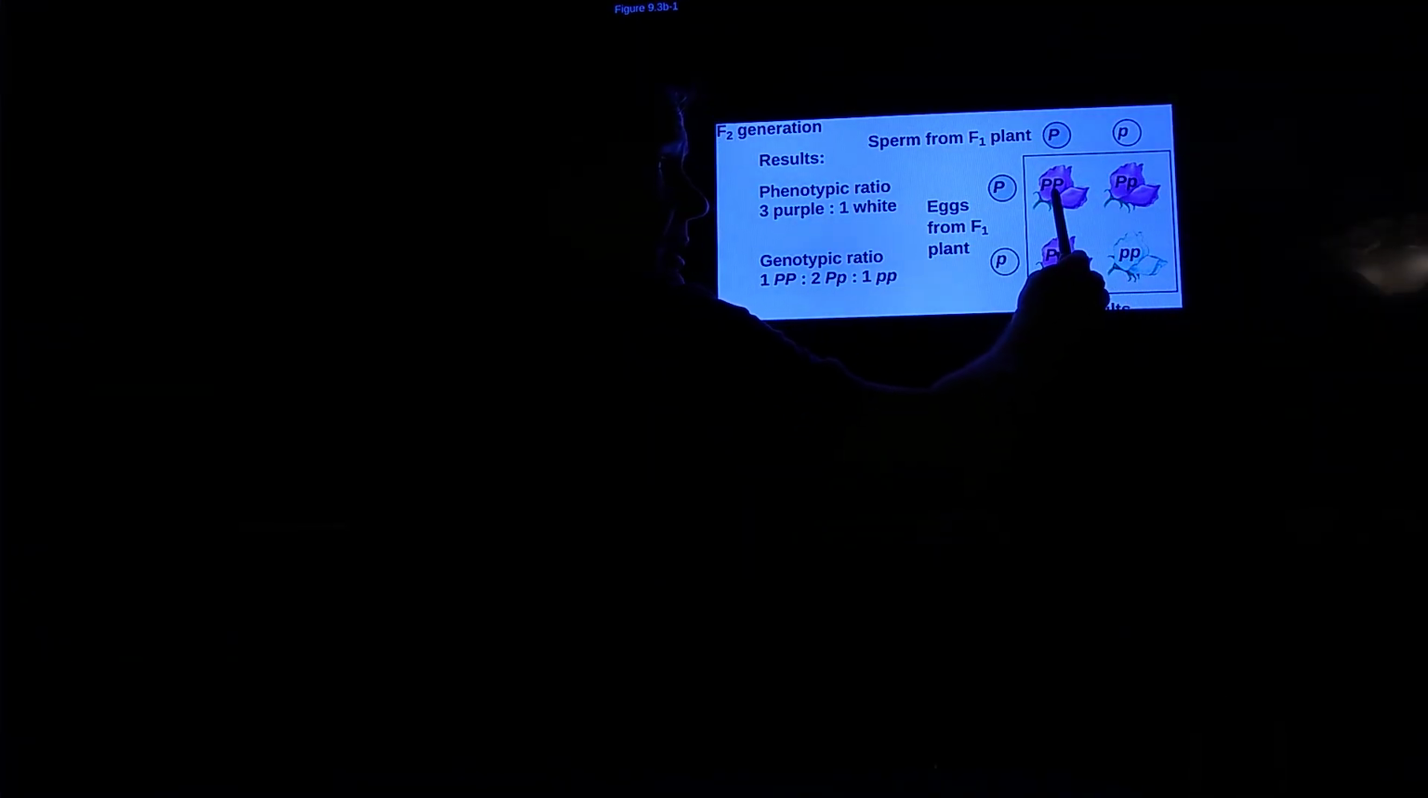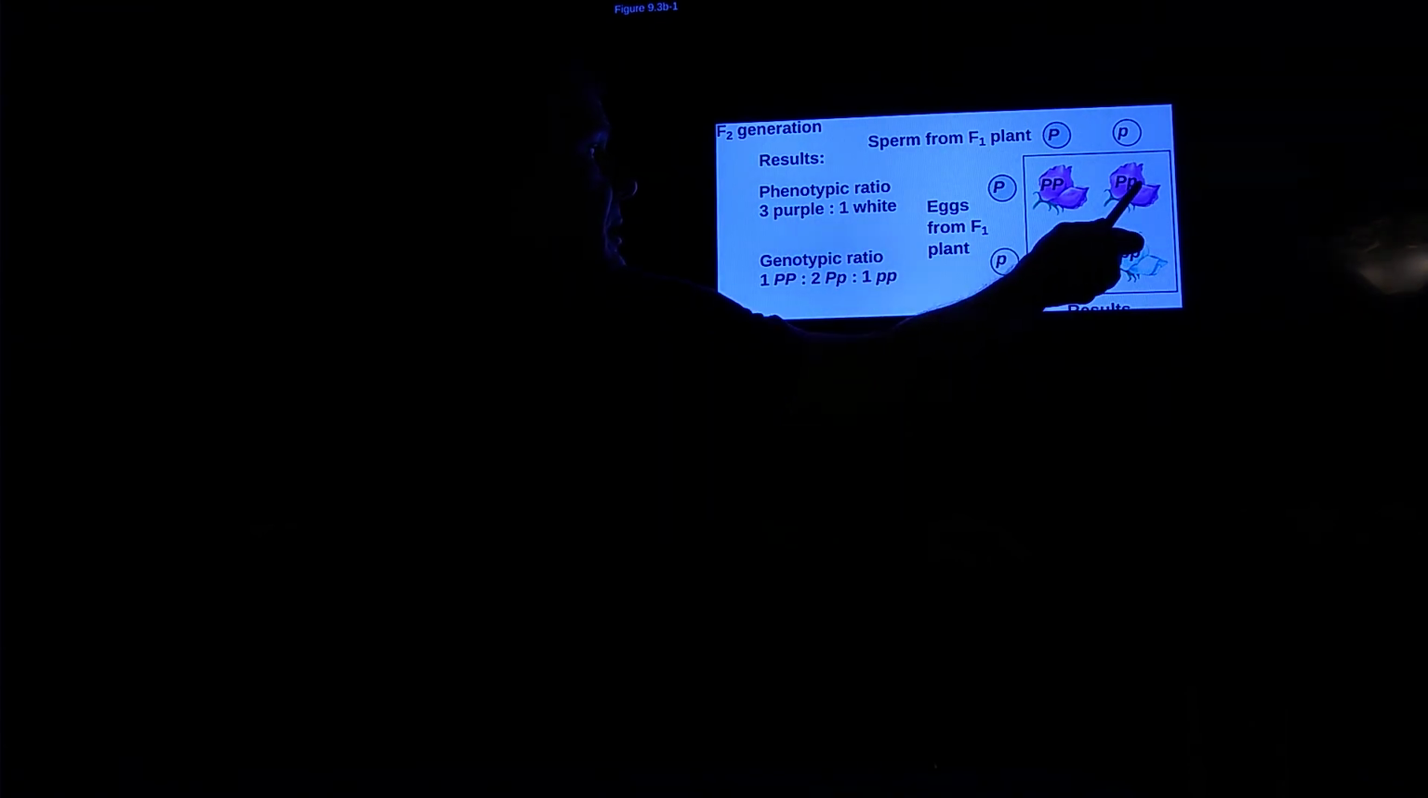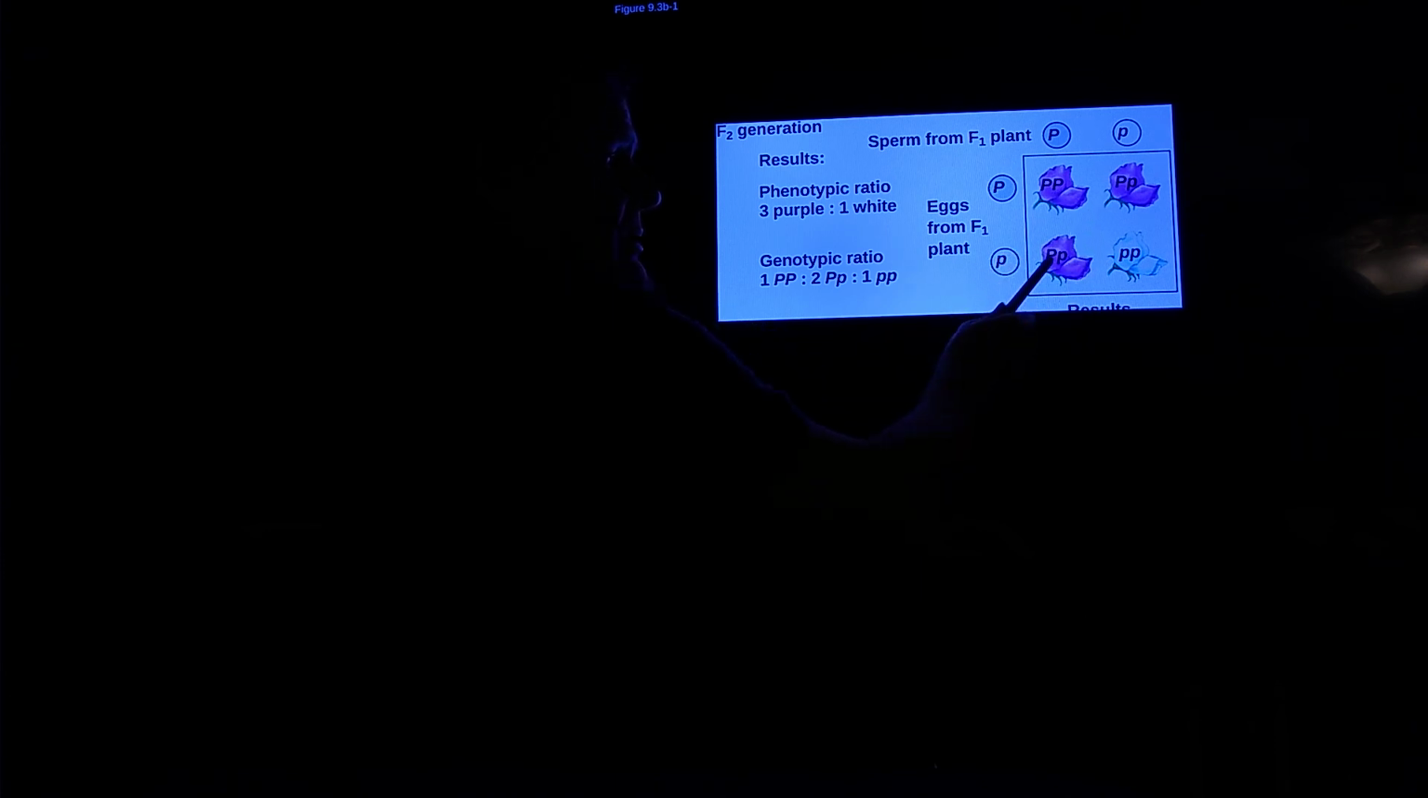So 1 has both dominant genes as purple, 1 has 1 dominant and 1 recessive gene, and is therefore still purple, and only 1 will have both lowercase, both recessive genes, and only by having 2 recessive genes do you show the recessive trait. 3 to 1, 3 purples for 1 white, 1 homozygous dominant for every 2 heterozygous for every 1 homozygous recessive. 1 to 2 to 1 genotypic ratio, 3 to 1 phenotypic ratio.